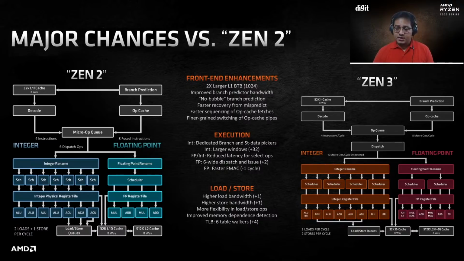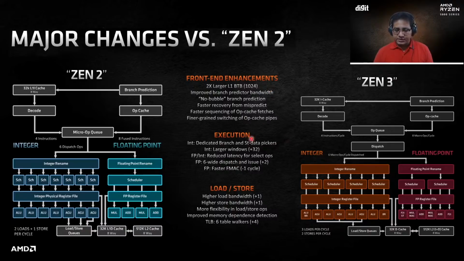Most of the improvements that we see here are concentrated in the front end, followed by the execution elements, and then in the load store aspects of the processor core. The front end deals with the branch predictor logic, how the instructions are fetched and then broken down into macro ops before being sequenced within the integer as well as the floating point pipelines. We see that AMD has improved bandwidth, and it also has tweaked the sequencing of instructions, which is now done in a much faster fashion and with finer grained switching.